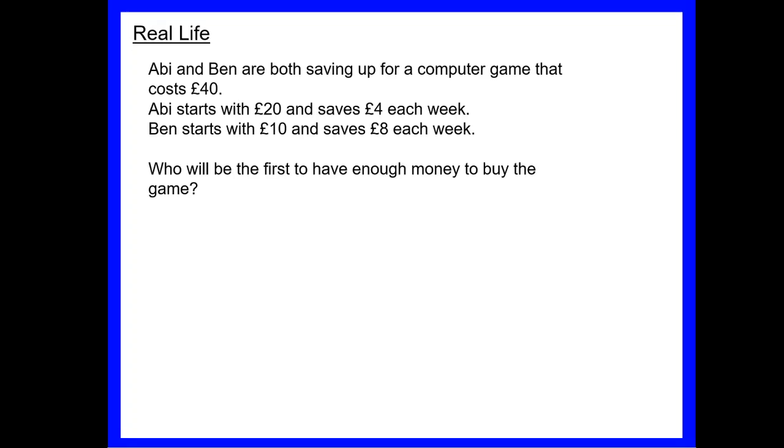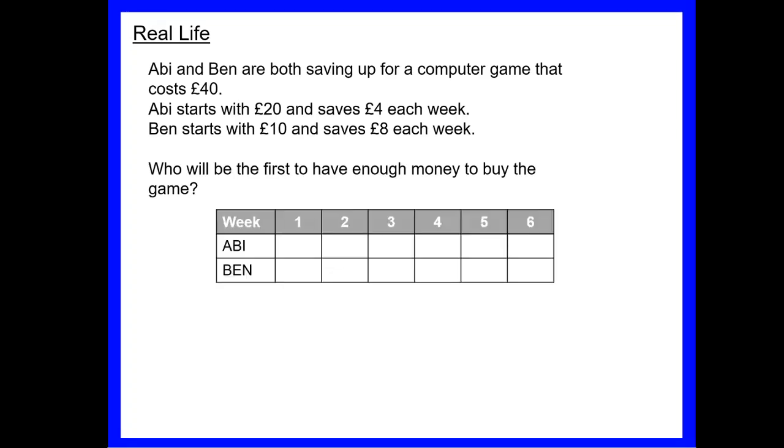So again, it helps if you put it into a table. So I've created a little table here of Abby and Ben and the number of weeks. So at the beginning, Abby has got 20. So I've said in week 1, she's got 20 and she saves £4 each week. So I can continue her sequence: 24, 28, 32, 36, and 40.